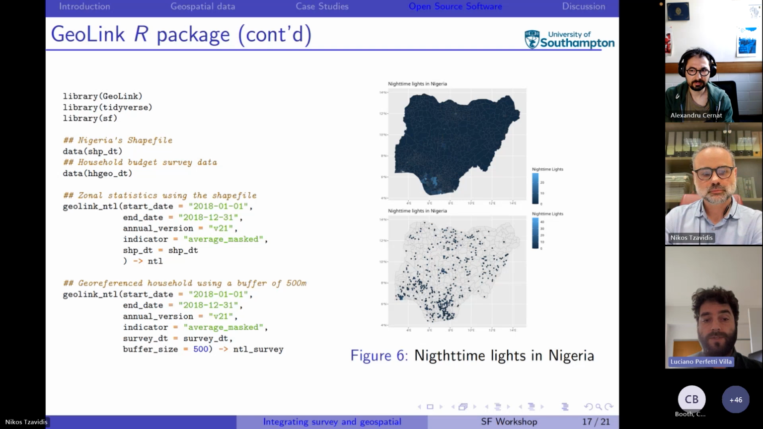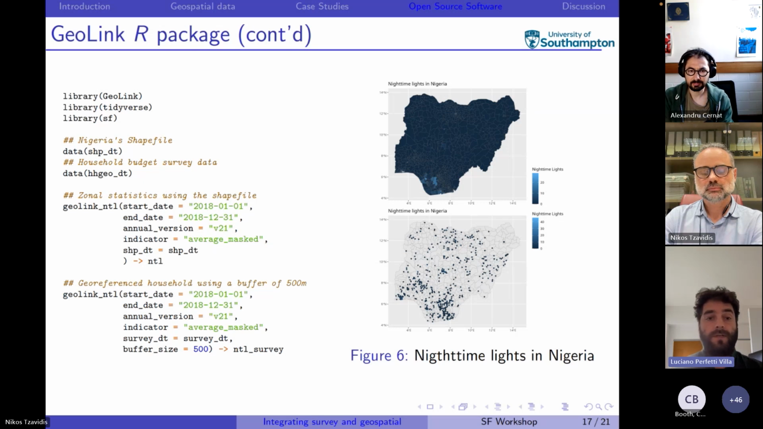If you have, for example, the survey data and the georeference, the geolocation of the households, then you can provide that, and we could use, for example, a buffer zone of 500 meters, and you can estimate the nighttime lights around the household at that level. So in both cases, you are going to obtain the geospatial data that you want in the different scenarios that you need.